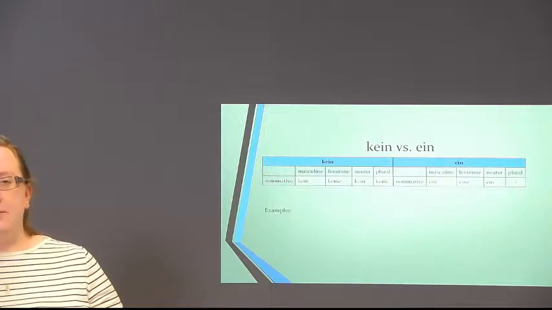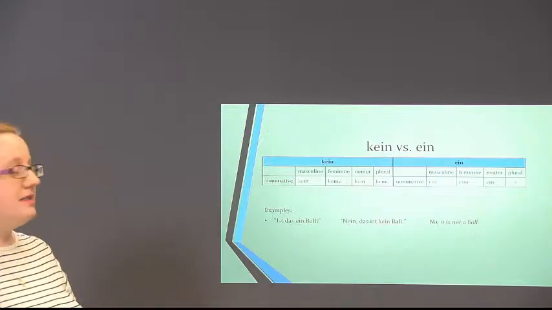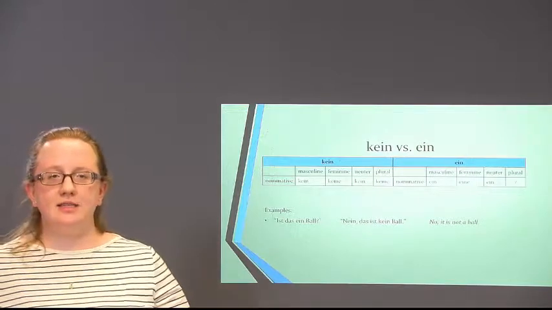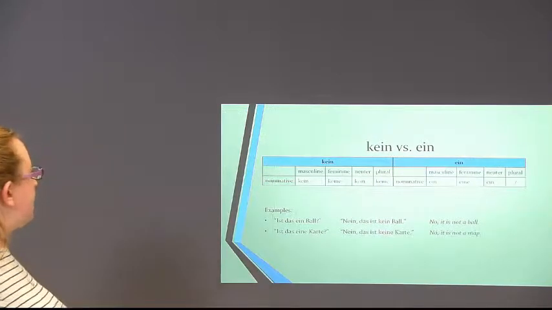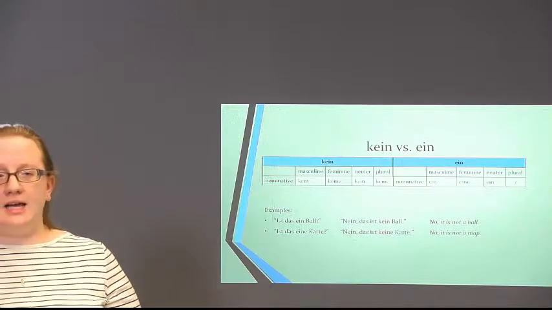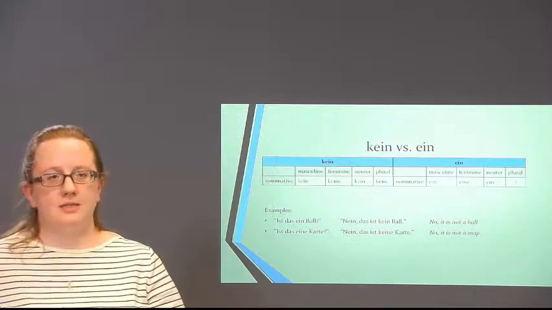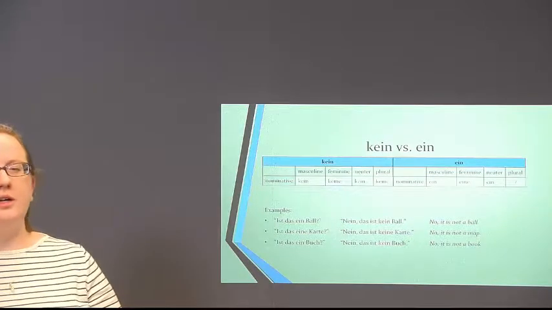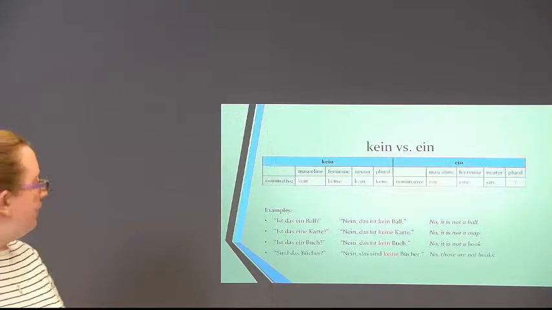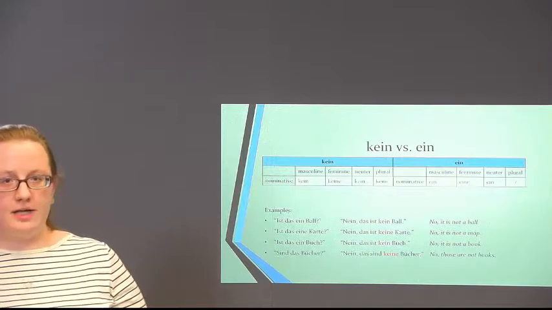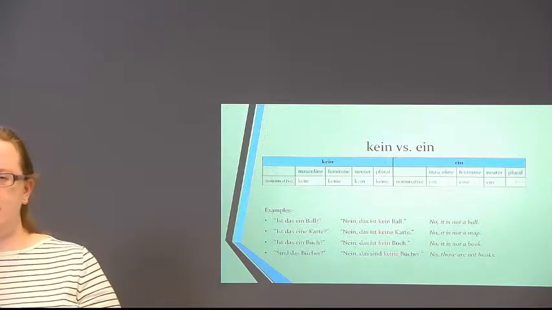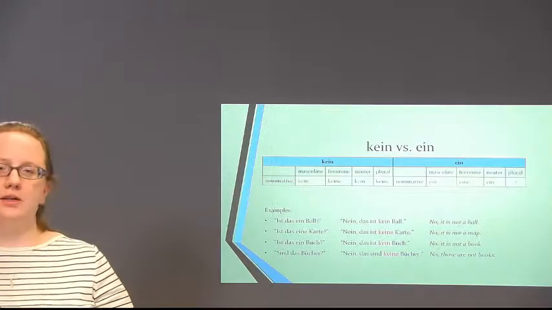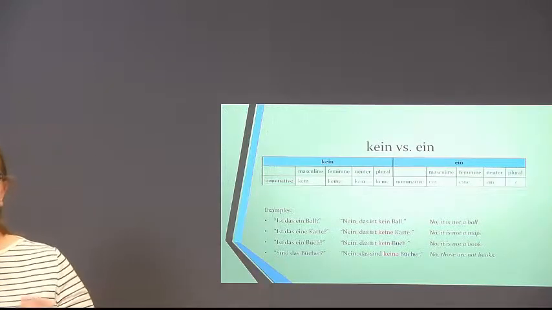Okay, let's look at a couple more examples. Ist das ein Ball? Nein, das ist kein Ball. Here we have masculine, nominative. Ist das eine Karte? Nein, das ist keine Karte, feminine, nominative. Ist das ein Buch? Nein, das ist kein Buch, neuter, nominative. And plural, sind das Bücher? Okay, we have a plural noun here. And our answer would be, nein, das sind keine Bücher, which is no, those are not books.